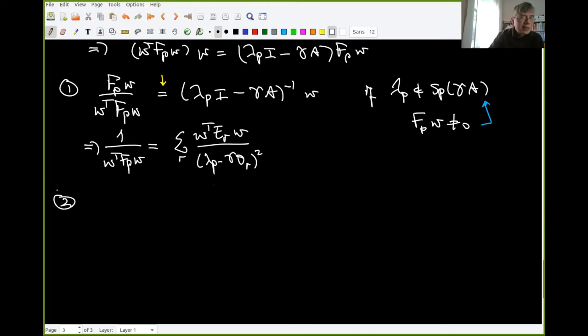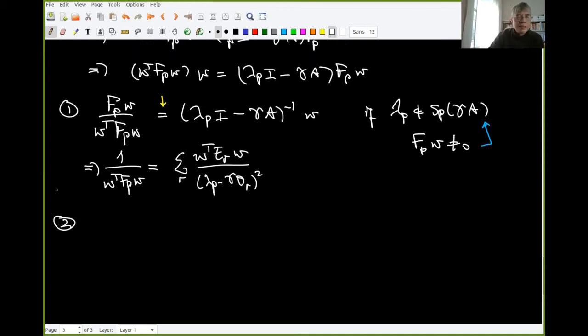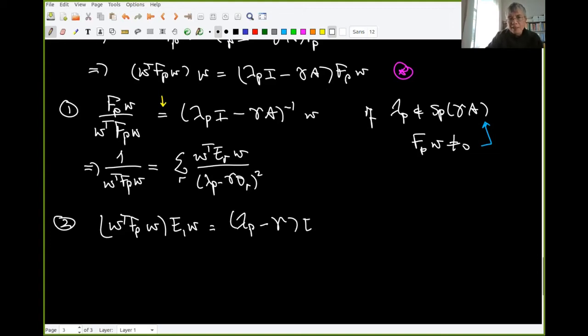Let me collect another one. The second thing we can say is if we start from here and multiply through by E1, I should get something like this. This is just a constant multiplied through by E1. Then we turn this into constants, and then I get this.